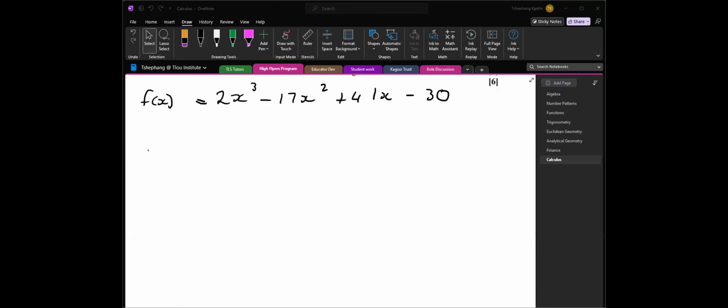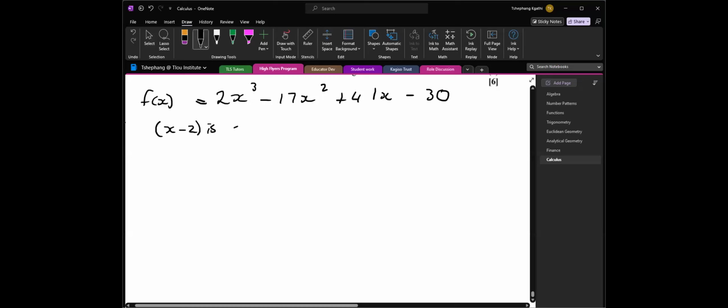Let's first find a factor. How do we find a factor? I'm sure you all know how to use the calculator. If we use our calculator, remember you're going to go to the table method. You just go to mode, then press 3 for table, and then type in f of x as it is. If you do that, you will see that x minus 2 is a factor.